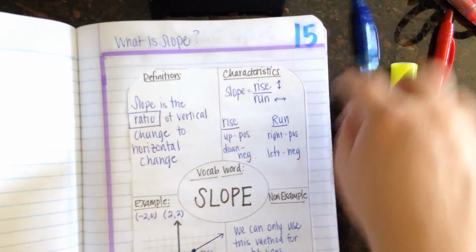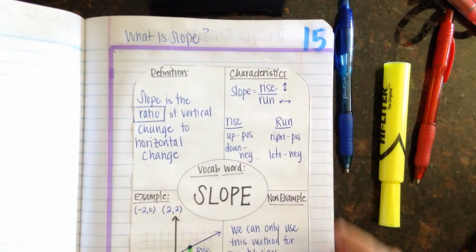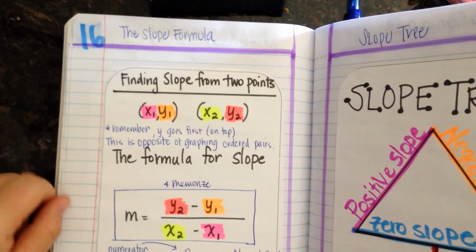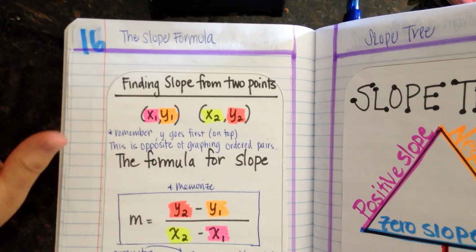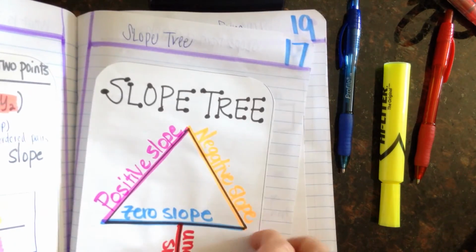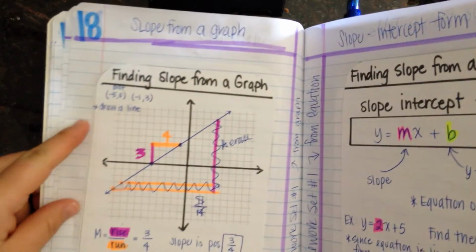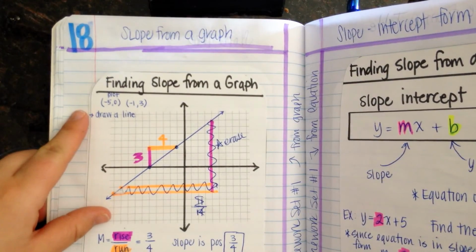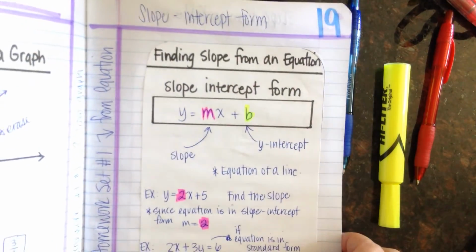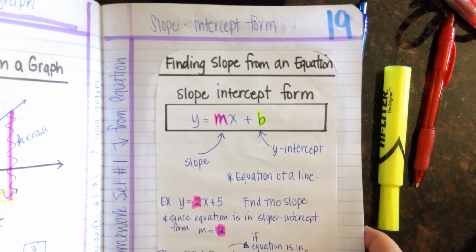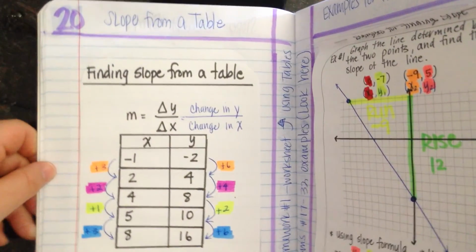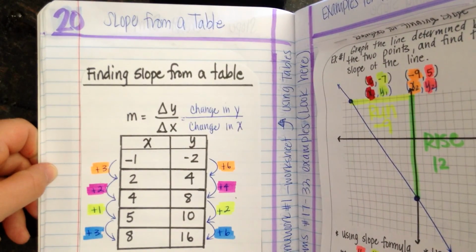Okay, page 15, this is where I did the first one. I titled it What is Slope? Glued that page down. Page 16 is finding slope from 2 points. I labeled it slope formula. Remember, you can pause at any time in this video. Page 17 is slope tree. Page 18, finding slope from a graph. This will help you with homework set number 1. Slope from slope-intercept form is on page 19. This will also help you with homework set number 1. Page 20, slope from a table, also for homework set number 1.